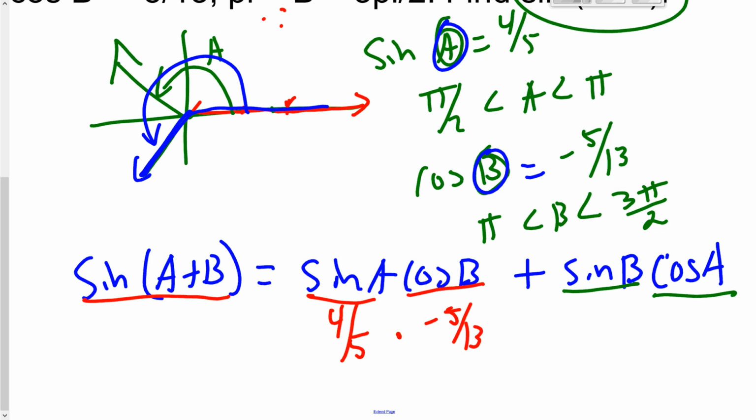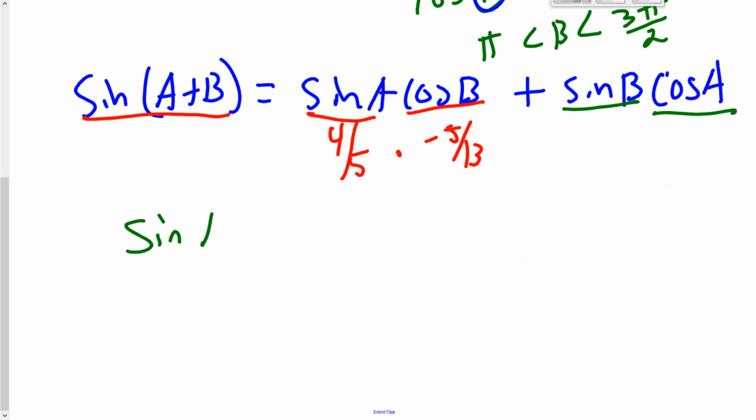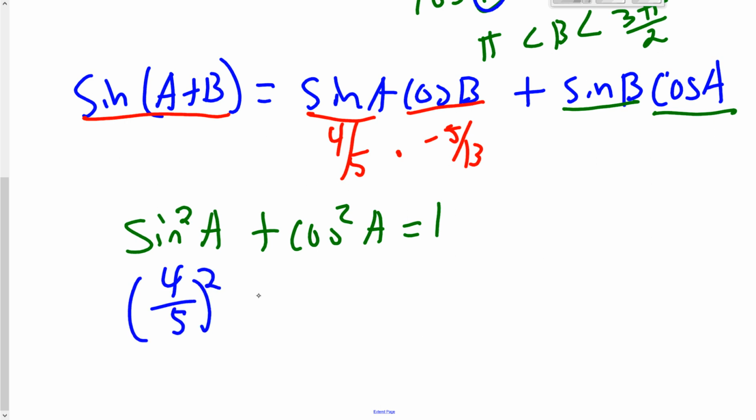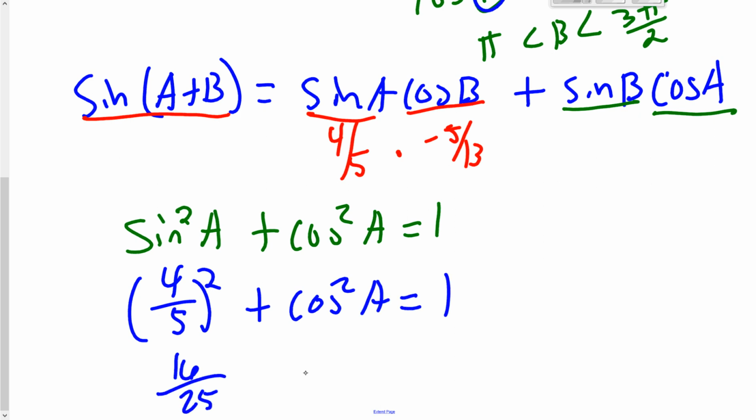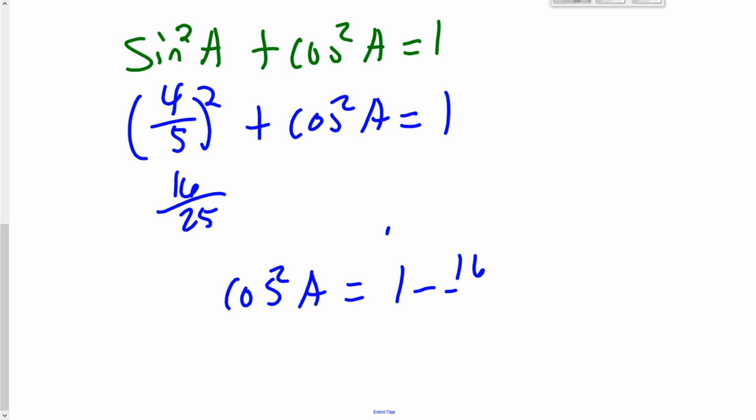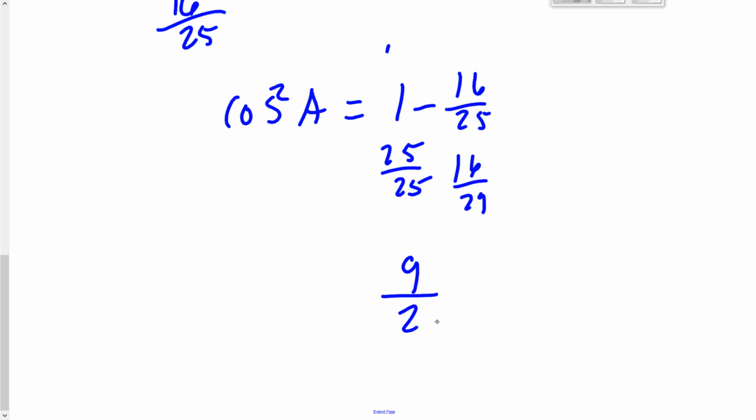Well, here we're going to use Pythagorean identities. Sine squared of A plus cosine squared of A equals 1. And we know what sine is. Sine is 4/5. So if we square that, and then we subtract that from 1, cosine squared of A is equal to 1 minus 16 over 25, so that's 25 over 25 minus 16 over 25, which is 9 over 25.